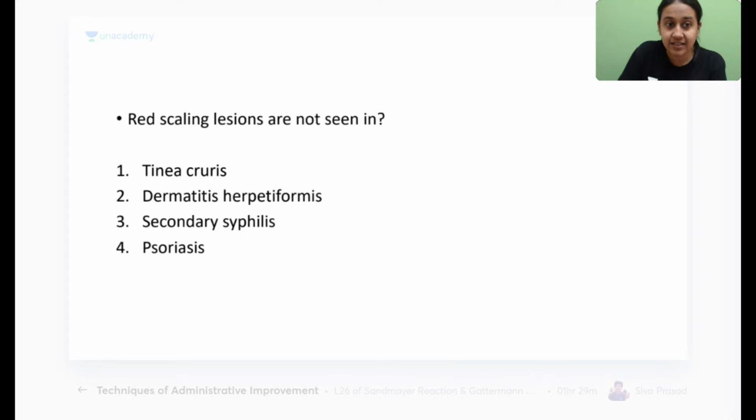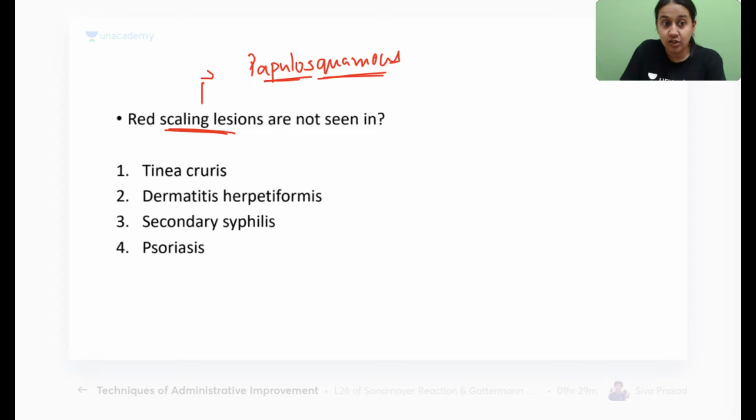Very nice. So red scaling lesions are seen in, not seen in. I hope you are clear with this. Now please remember, whenever they say scaling, it means they are asking you about papulosquamous disorders. I hope you remember this. Papule means raised lesion of less than 0.5 or 1 centimeter, and squamous means scales. So whenever they give red scaly lesions, it means they're asking you about the papulosquamous lesions. And can anybody tell me which among the following is not an example of papulosquamous lesion?